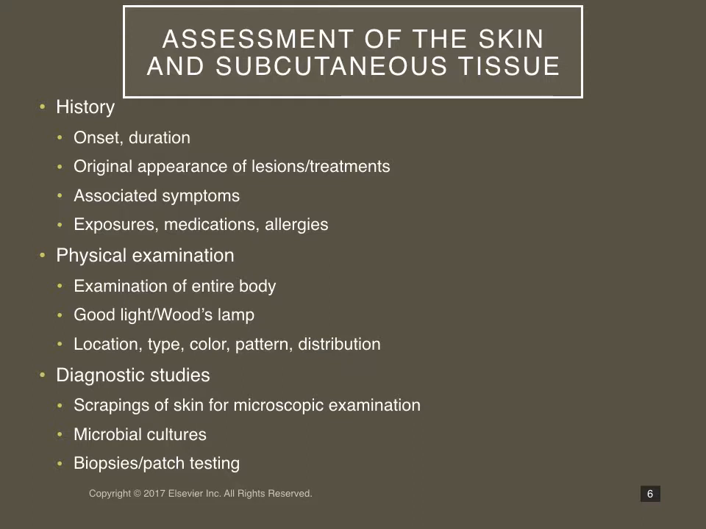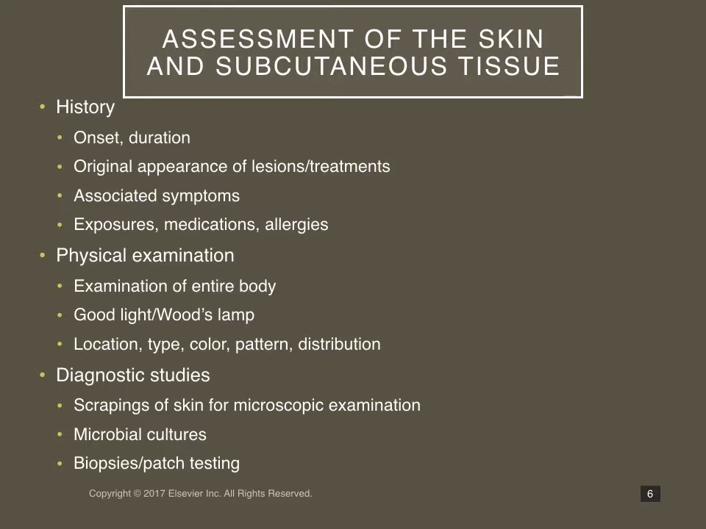You want to have good lighting. You sometimes will need a Woods lamp if you're going to look for certain problems with the skin, certain etiologic agents. You want to make sure that you've noted the location of the lesion, the type of lesion, the color, the pattern, and the distribution. And these are often important.